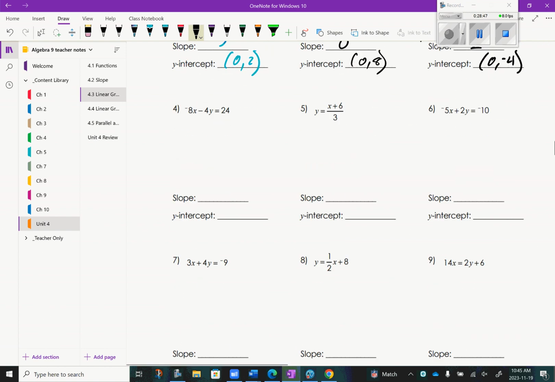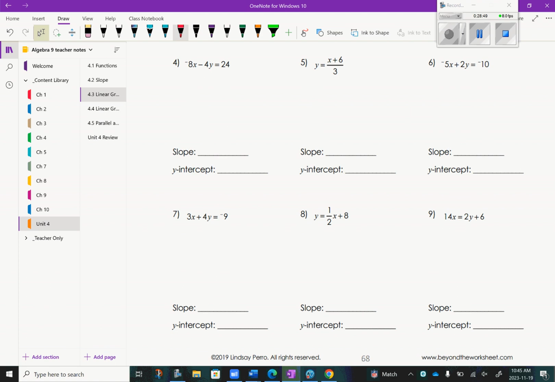Let's do it again. Number 4, we do the same thing. Oh, wait, hold on, these tricky people. Our leading coefficient here is negative 8x. So we're going to have to start by adding 8x to both sides. Negative 4y is equal to 8x plus 24. Again, put it in that order, y equals mx plus b. But wait, we're not finished. That doesn't say y all by itself. Again, I have to divide.